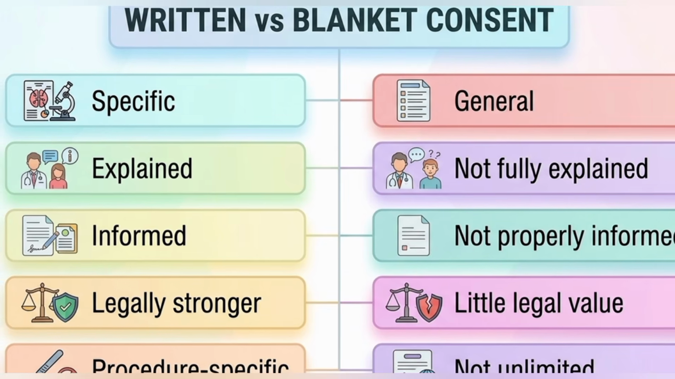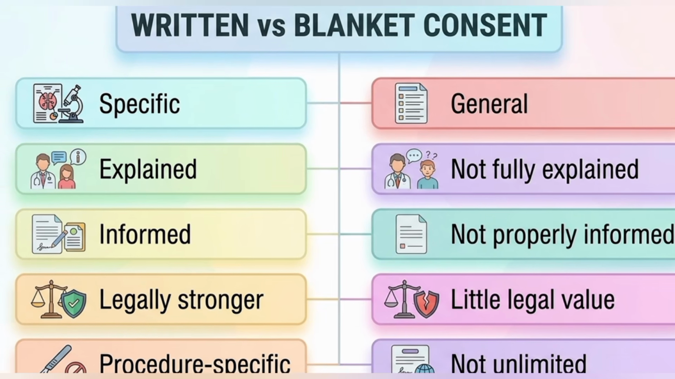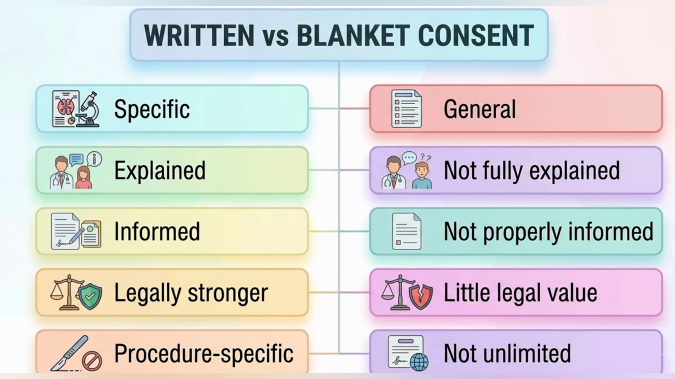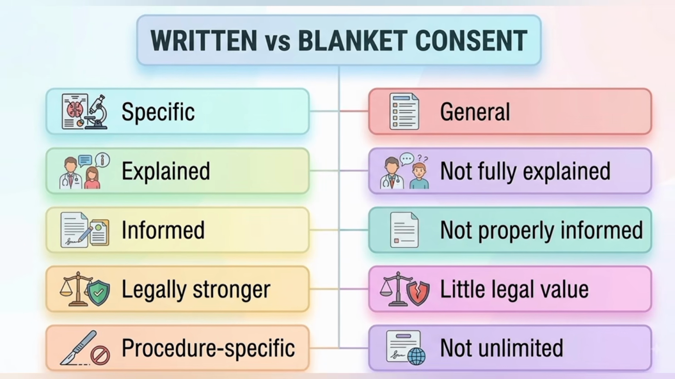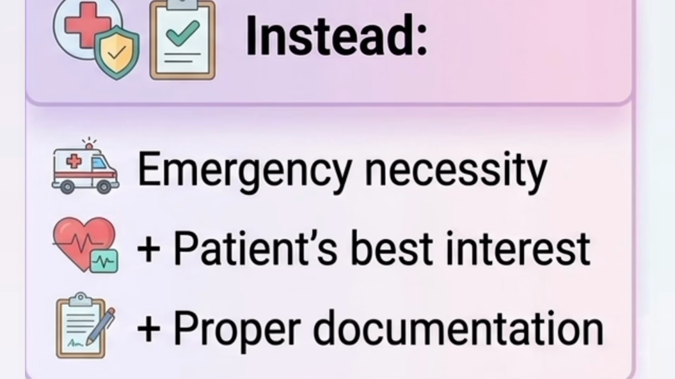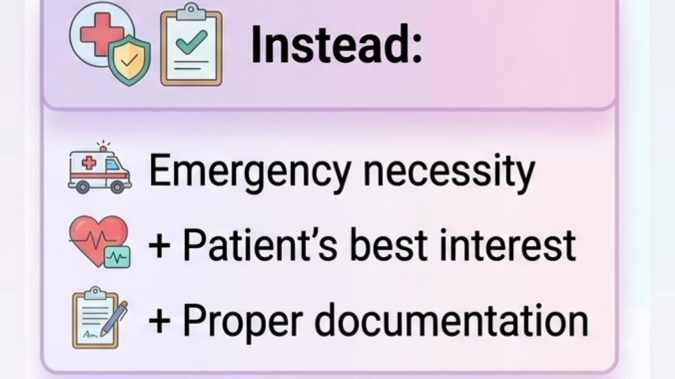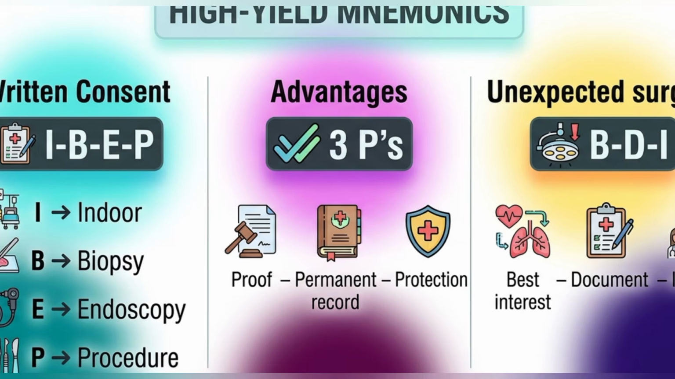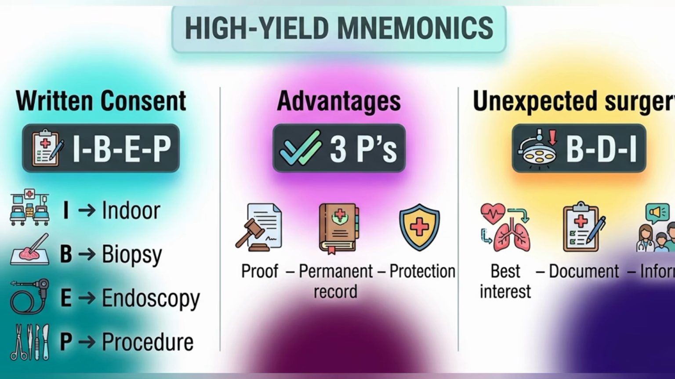Final take-home. Remember these 3 lines. Written consent equals specific plus informed plus documented. Blanket consent equals general permission, not unlimited permission. Unexpected emergency equals act in patient's best interest plus document plus inform later. And that completes the last part of consent in forensic medicine.